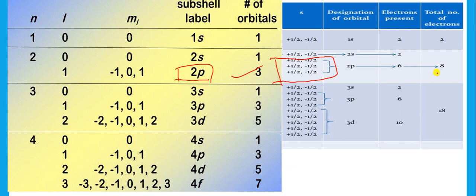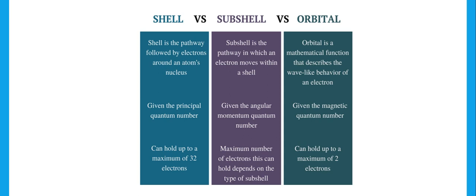Okay students, the next topic is shell and subshells, and here you can see the difference between shell, subshell and orbital. Basically we commonly use subshell and orbital as one term, but they are a little bit different. Orbit and shell are the same, and subshell and orbital are slightly different terms.